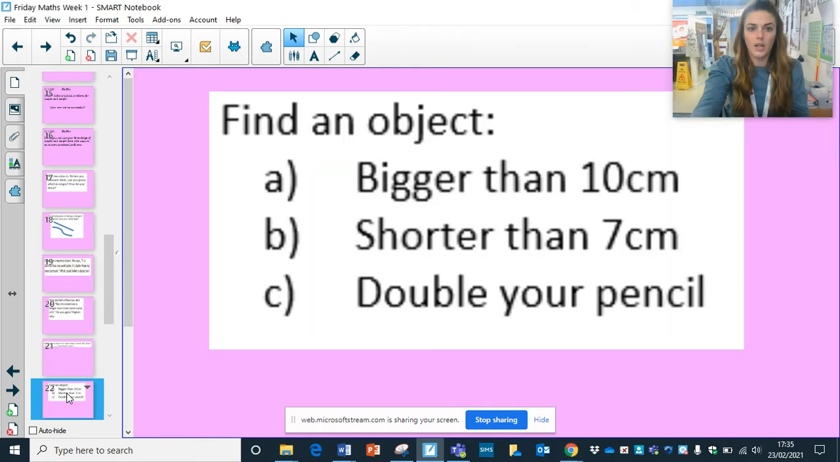Okay. So now find an object. Can you find A, one that is bigger than 10 centimetres? Can you find B, an object that is shorter than 7 centimetres? And C, find an object that is double your pencil. And again, is it length? Is it height? Ask that question, every question. Am I looking at the length? Am I working out the height?